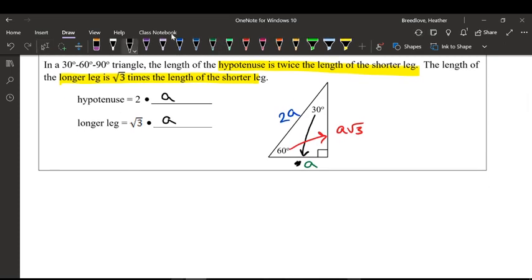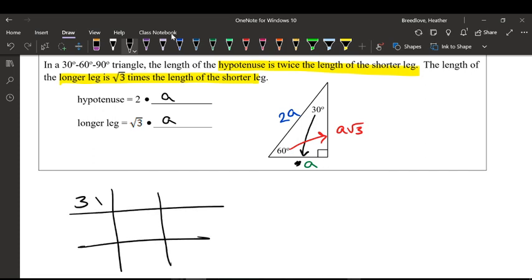So the 30, 60, 90, you'll set it up the same kind of way. Degrees: 30, 60, 90. Across from 30 degrees is the short leg, A. Across from 60 degrees is the longer leg, A square root 3. And then the hypotenuse is always across from 90, and that is 2A.